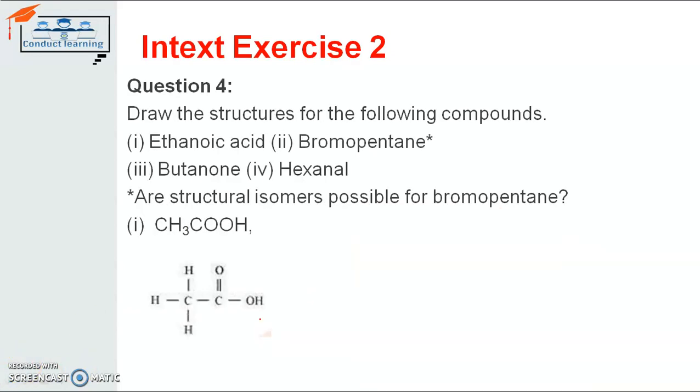The next one is: draw the structure for the following compounds. They are the compounds that are written there. First one is ethanoic acid, second is bromopentane, third one is butane, and fourth one is hexanol.